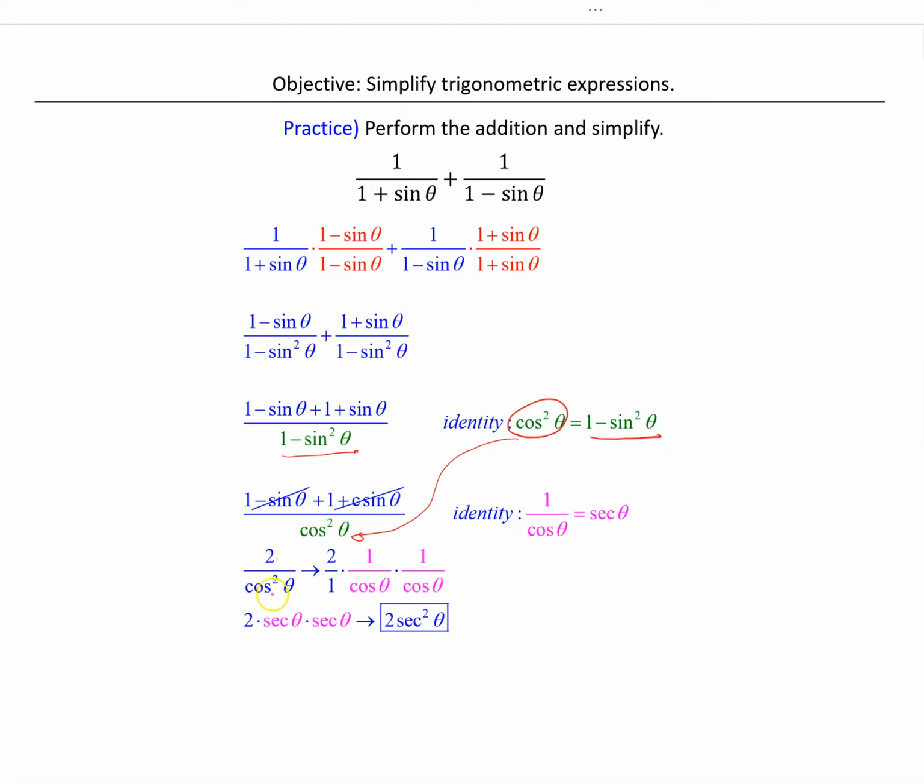So now I've got 2 over cosine squared theta. Cosine is the reciprocal of secant. So these guys pull to the top as the reciprocal of secant. And that's shown here, breaking it down a little bit more. And that 2 just stays a 2 as a multiplying factor. We end up with 2 secant squared theta.